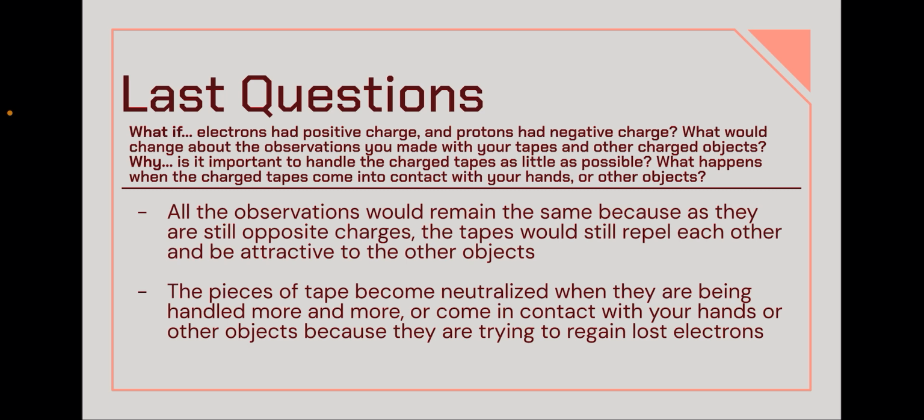And then, why is it important to handle the charged tapes as little as possible? What happens when the charged tapes come in contact with your hands or other objects, or neutral objects for that matter? And the answer to that is the pieces of tape become more neutralized when they are being handled more and more, or come in contact with your hands or other objects because they are trying to regain electrons. So as we began to handle the pieces of tape more and more, we could tell that the charge was just going away because of this reason.